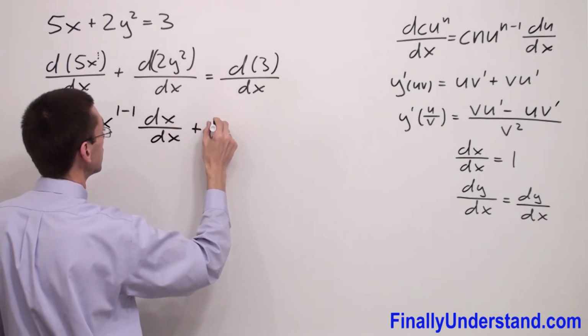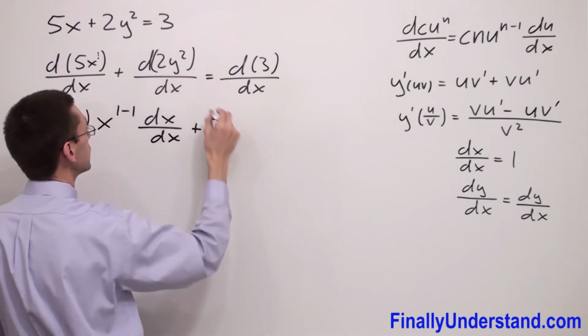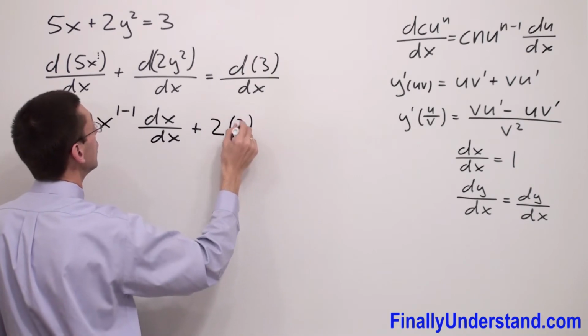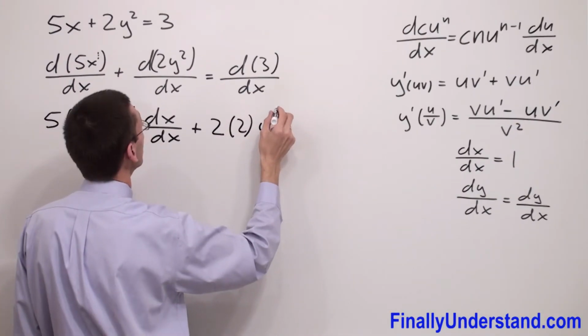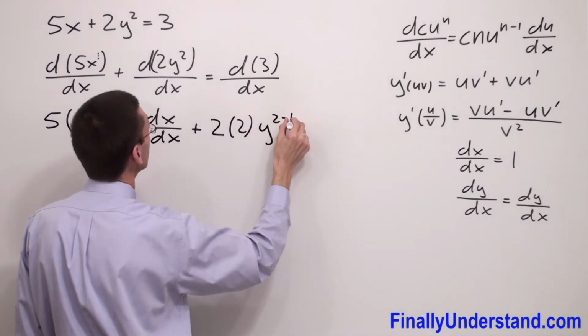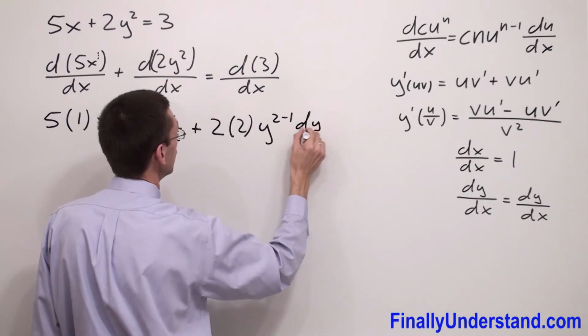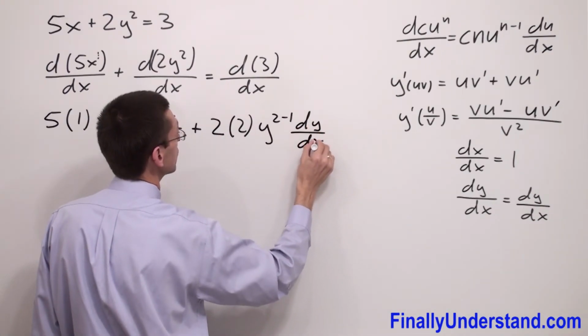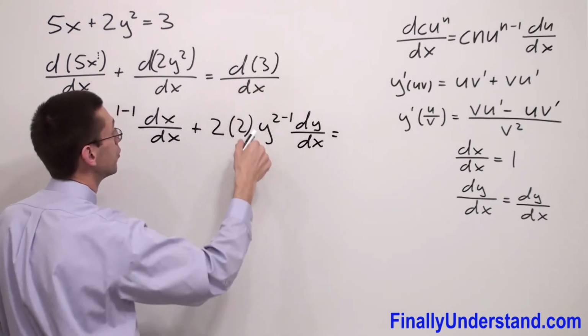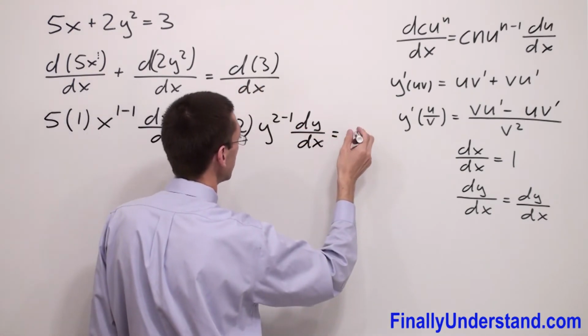So this is the constant again, 2, times the power, 2. Exponent minus 1, 2 minus 1. Derivative dy over dx. And the derivative of the constant is equal to 0.